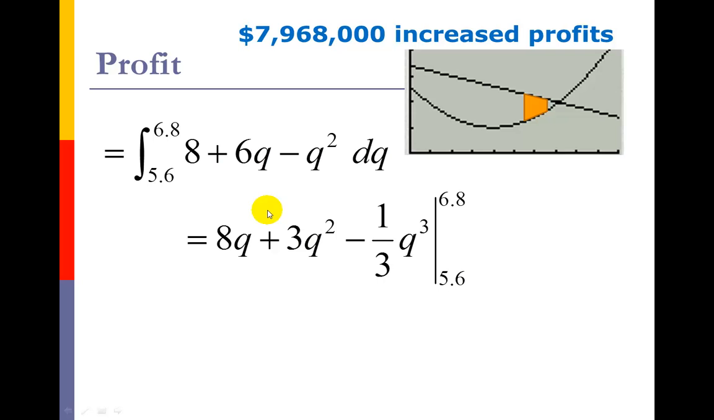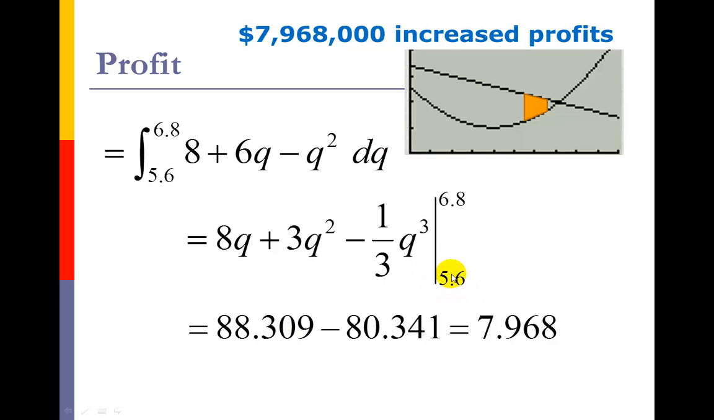So we do the antiderivative of this, a nice straightforward power rule. Then we substitute in 5.6, substitute 6.8, and that's what I get for these two values here. Take the difference, because that's what the fundamental theorem of calculus tells us to do. You plug in these two numbers and take the difference of your results. And so we got 7.968. That's telling me my profit is going up 7 million, so almost 8 million. That's what that area represents there, a change in profit. We got an increase in profit.